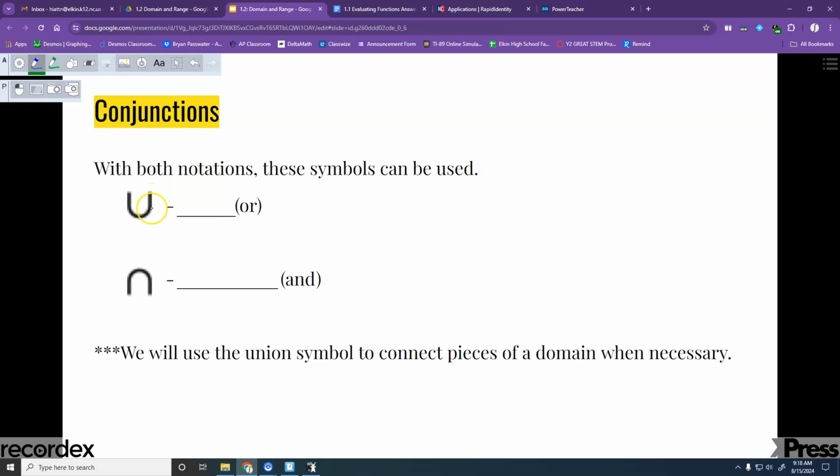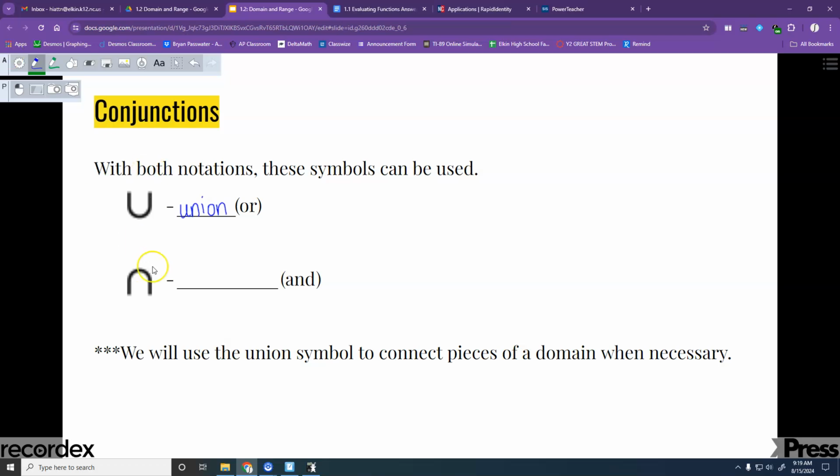So this symbol right here, which is pretty much just a U, that is our union symbol, and it's like saying or. So it means we can use these numbers over here or these numbers over here. They both could be used.